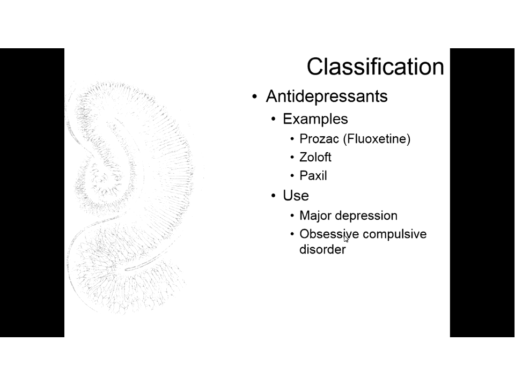Our next class of drugs we'll talk about are antidepressants. Examples of those are Prozac, Zoloft, and Paxil, or fluoxetine. These are used to treat major depression, and they've started to be used to treat obsessive-compulsive disorder. Major depression is defined as prolonged feelings of guilt or worthlessness and frequent thoughts of suicide. In terms of prevalence, around 6% of the population have this at some point.